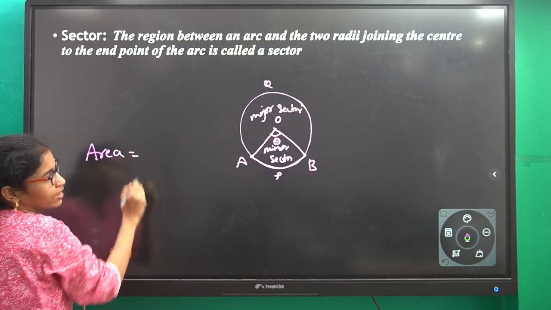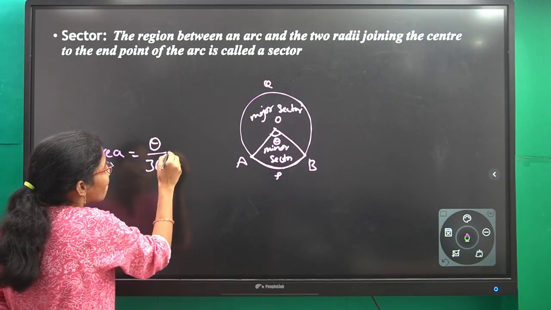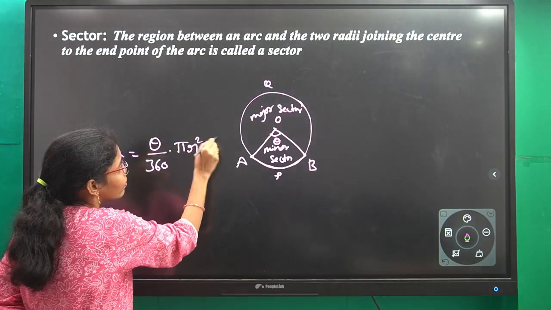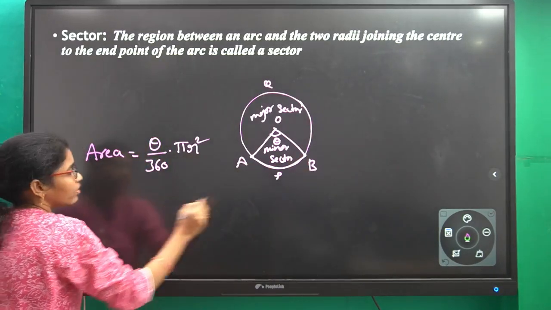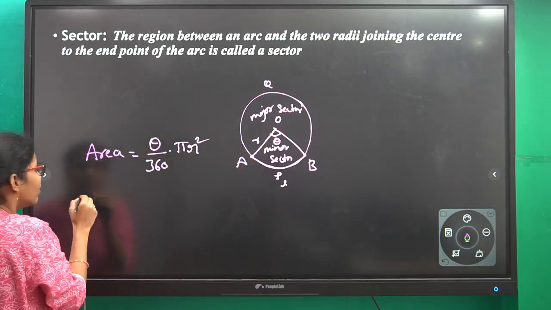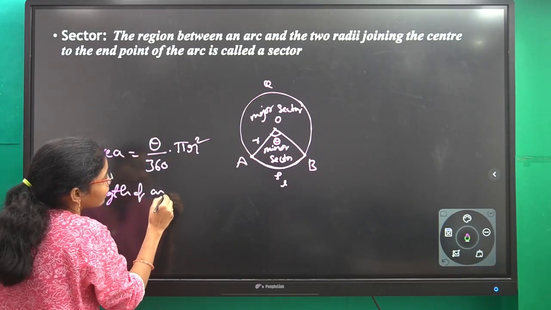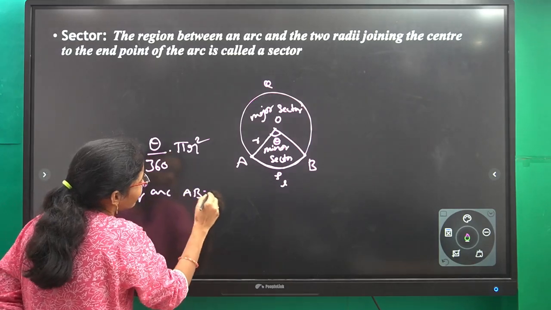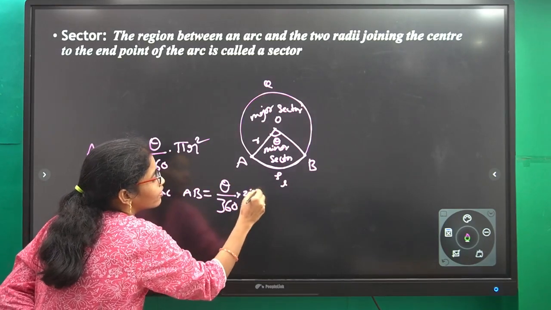Now tell me, what is the area of this sector? The area of the sector equals theta by 360 into pi r squared. What is the length of this arc? You can take it as L, and this is R. The length of the arc AB is theta by 360 into 2 pi r.